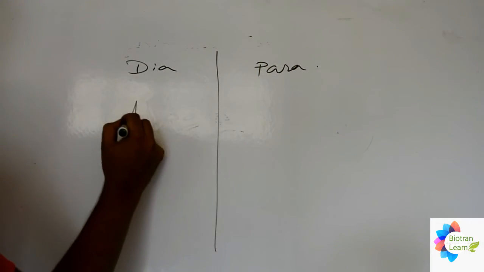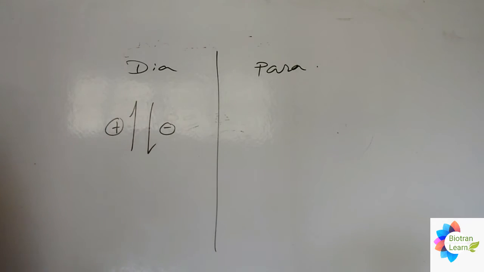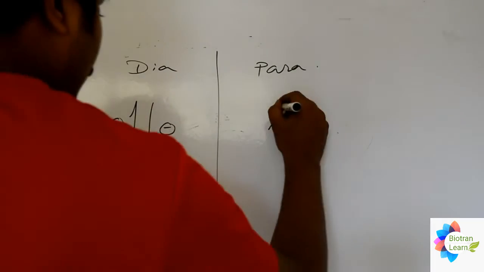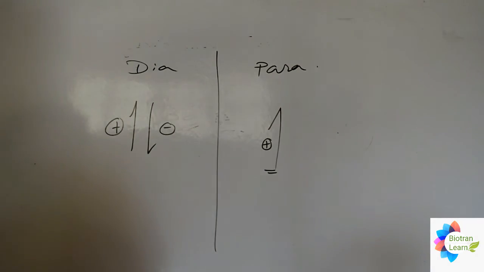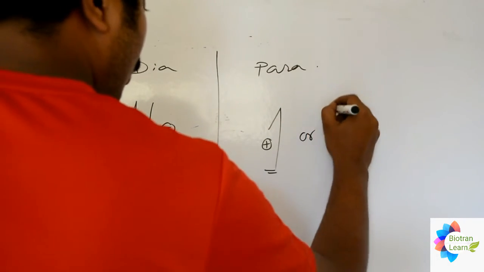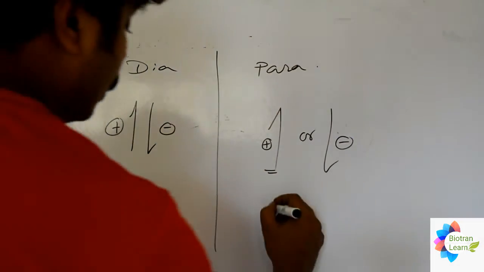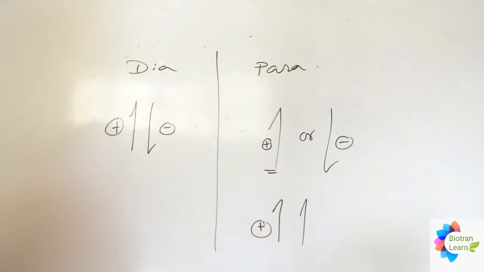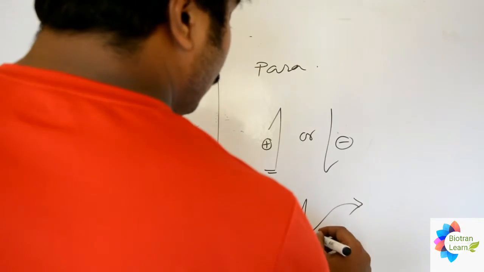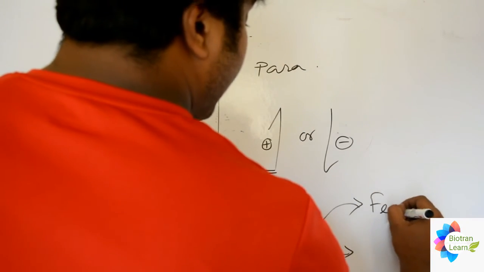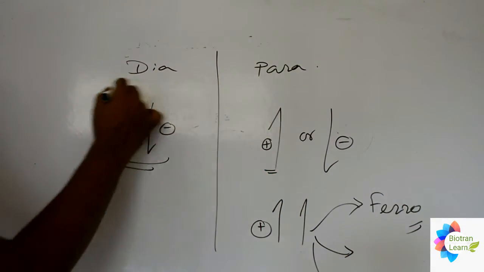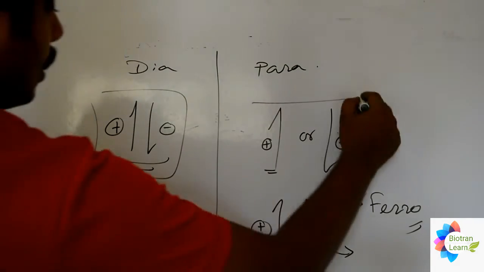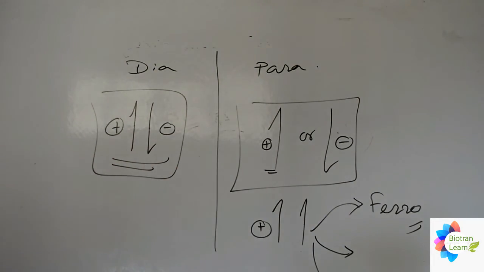In case of diamagnetic, we will have two electrons spinning in opposite directions, but in paramagnetic either a single electron is in this direction or in this direction, or there may be two electrons in this direction. That will also be known as ferromagnetic property. I am coming into that one. But diamagnetic results in this one, and paramagnetic results in this structure, right?